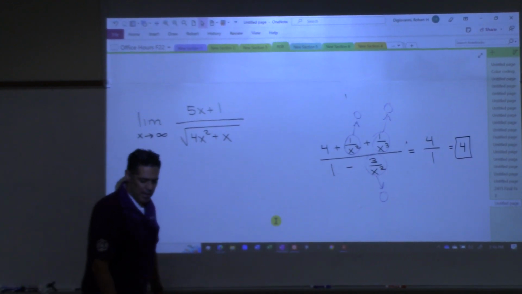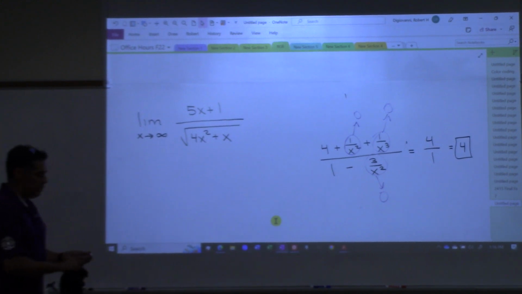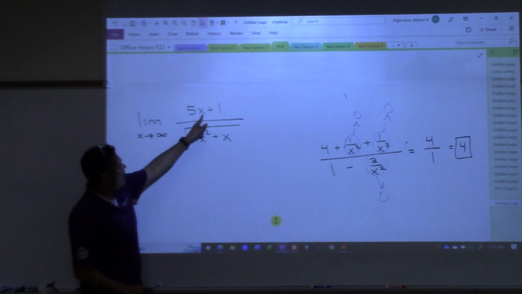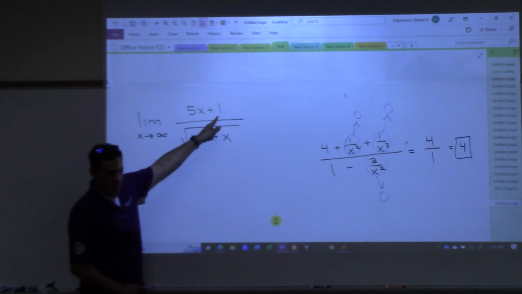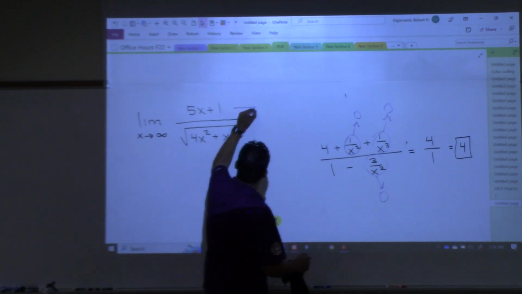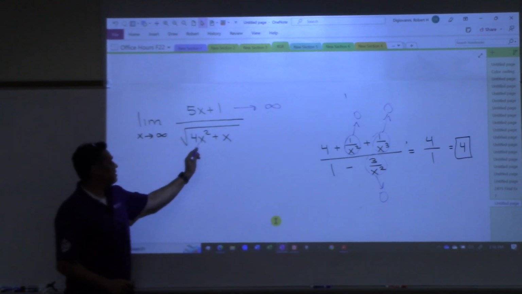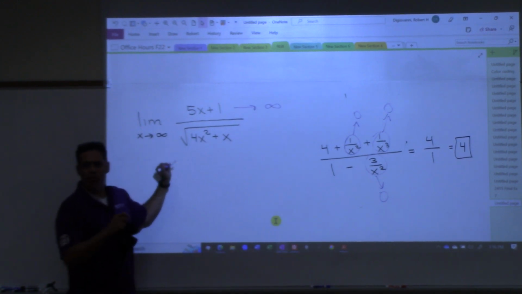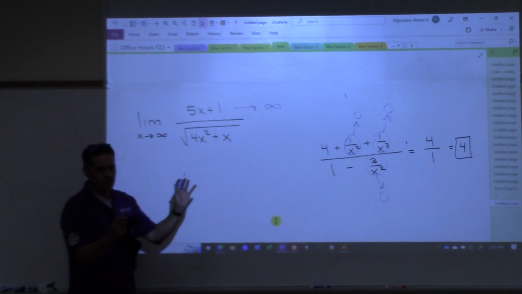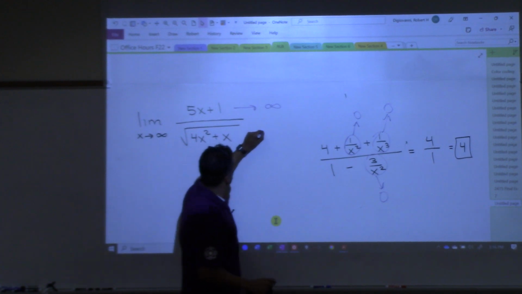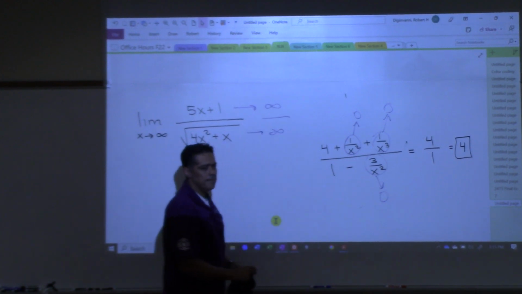Let's just check to make sure that when we let x go to infinity, we get infinity over infinity. Do we? 5 times infinity is infinity, plus 1, still infinity. On the bottom, 4 times infinity squared is infinity, plus infinity is infinity. Oh, the square root of infinity gets a little smaller, but who cares, right? Still infinitely big. Infinity over infinity.